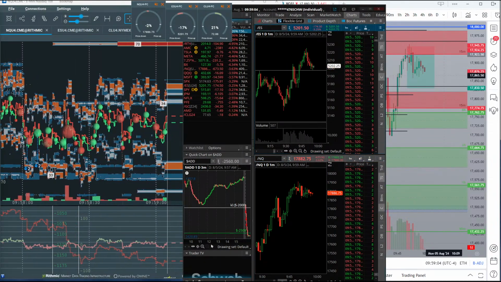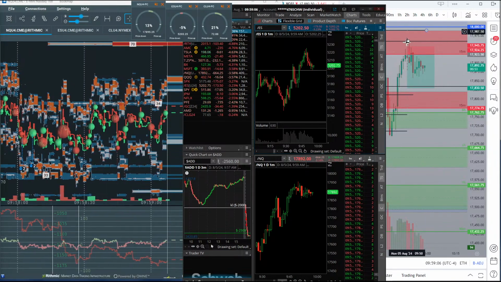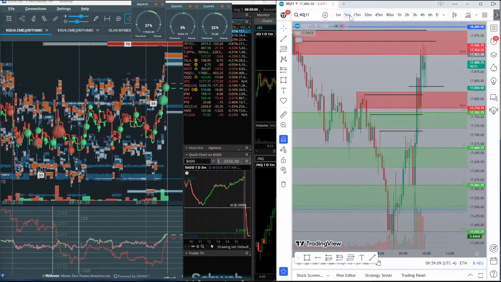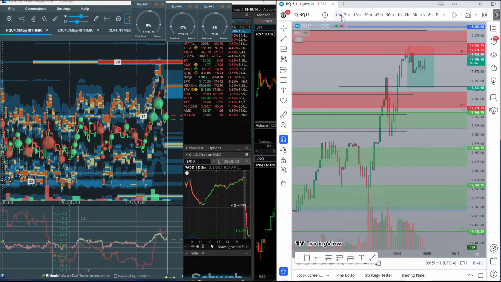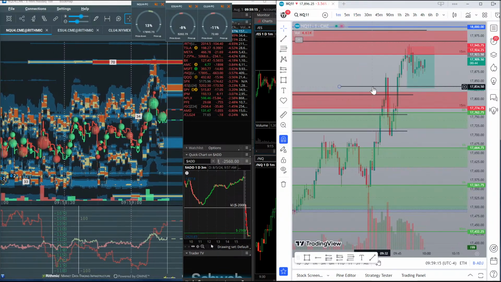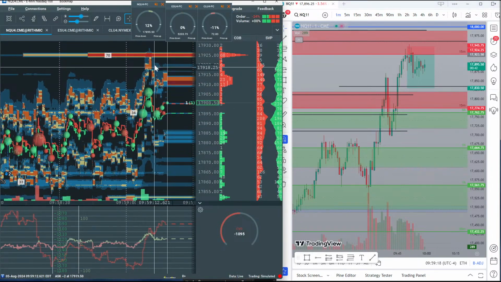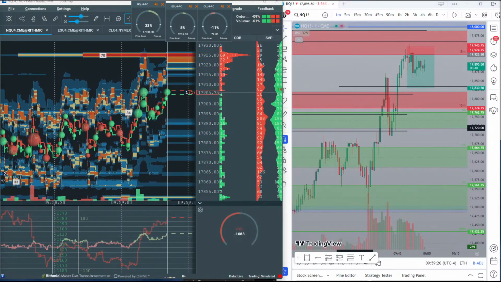Let's see. Again, I'm looking for that 5-minute, 15-minute close. That's tough. I'm not getting out just yet. My stop losses are still up here. I'm going to trust this trade. I'm going to trust these shorts right now.